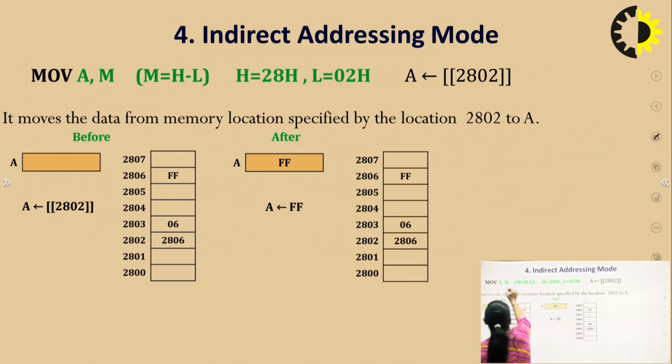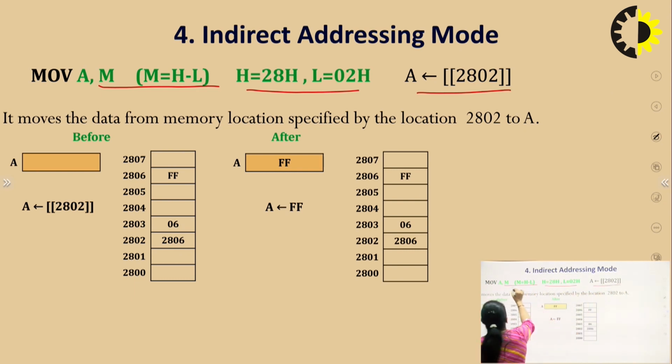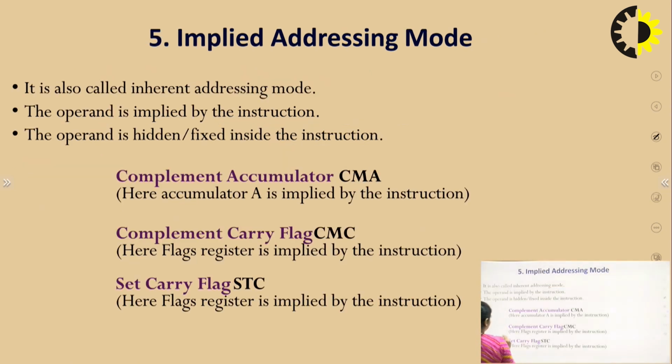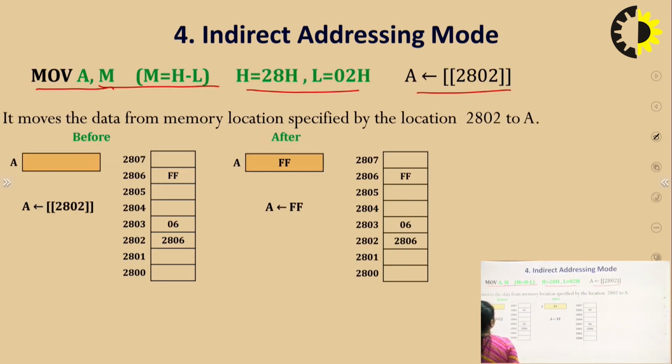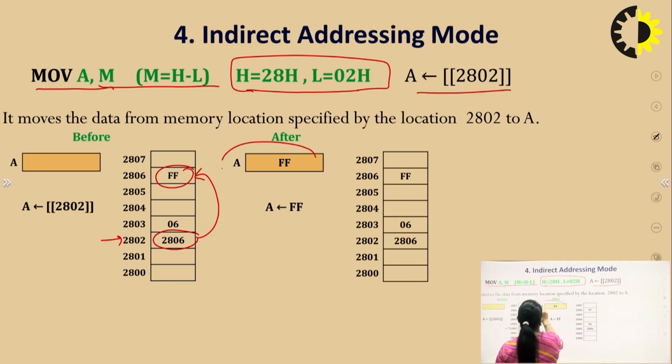Next, we can look here in detail. Suppose 2802. So 2802 were the contents of this, and 2802 has 2806. It will indirectly travel to this FF, and this FF will be copied to the accumulator.